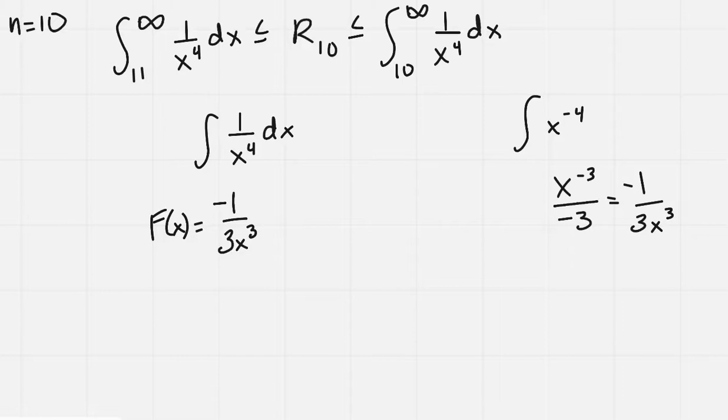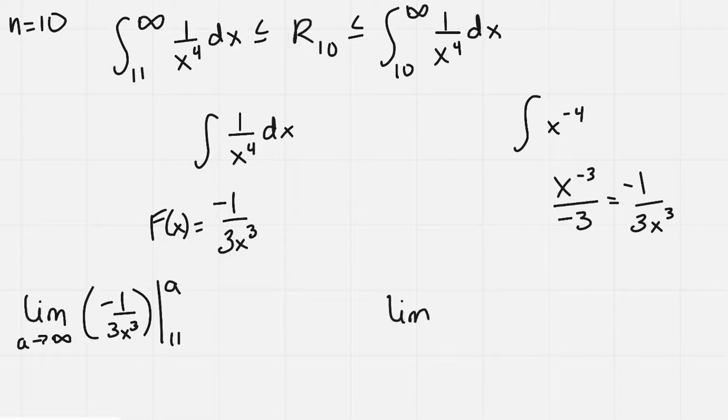And my limits, since I have this improper integral going to infinity on the left and right side. So on the left side, it's the limit as a goes to infinity of this negative 1 over 3x cubed going from 11 to a. And on the right side, it's the limit. So let me draw an arrow so you can see. It's this left side and this right side that I'm working on right now.